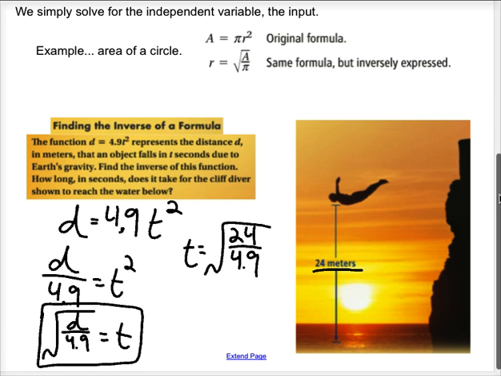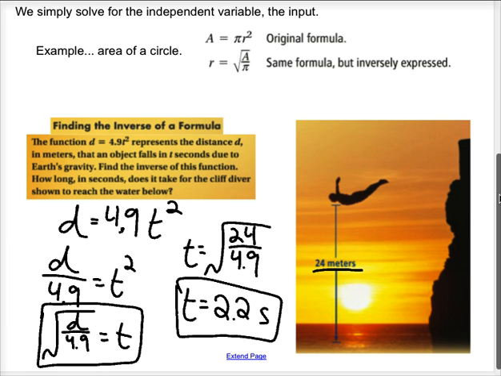So let's see what that is. Well, 24 divided by 4.9 gives you kind of a nasty number, which we kind of expected. 4.8978 and so on. And now we're going to take the square root of that. This would be a perfect opportunity to be checking this with your calculator along with me. You're going to get 2.2 seconds. That's going to be how long it's going to take that cliff diver to hit the water.